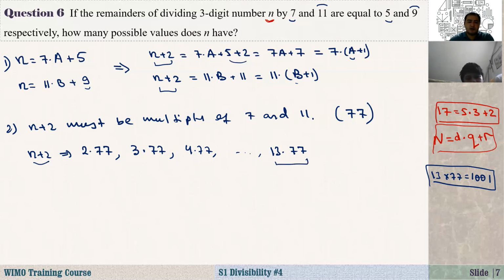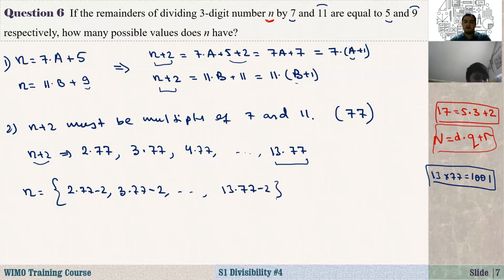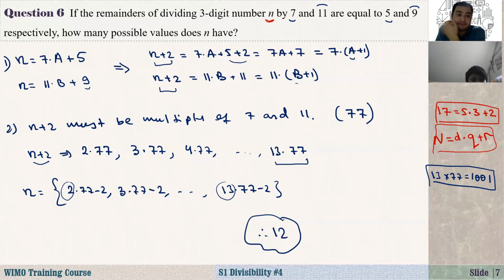Okay. So what are these possible numbers then? These possible values of n are these numbers. The first one is 2 times 77 minus 2. The next one is 3 times 77 minus 2, and so on. And the last one is 13 times 77 minus 2, which is equal to 999. How many numbers do we have here? We are starting with 2, and the last one is 13. So here we have 12. So the answer is we have 12 such numbers. When we divide by 7, the remainder is 5. When we divide by 11, the remainder is 9.